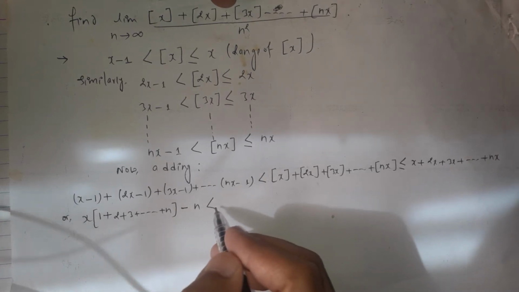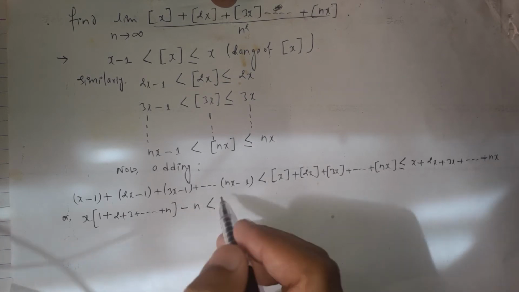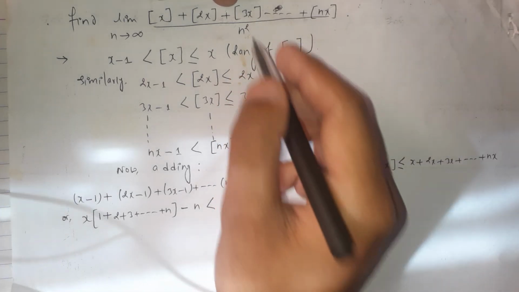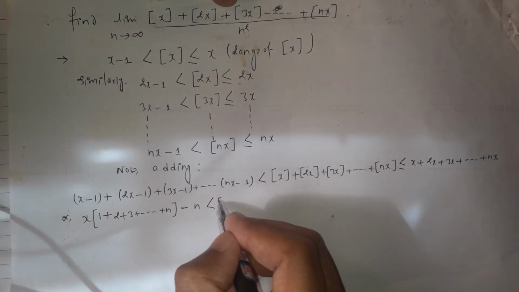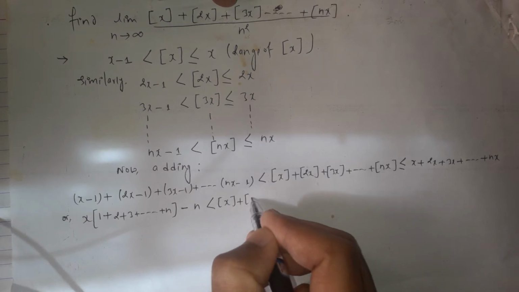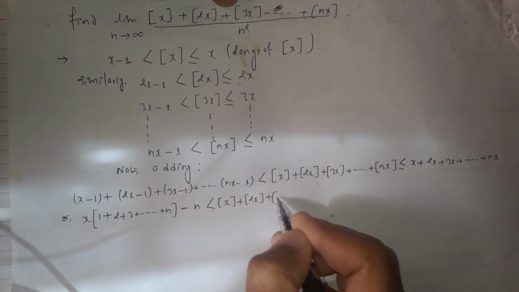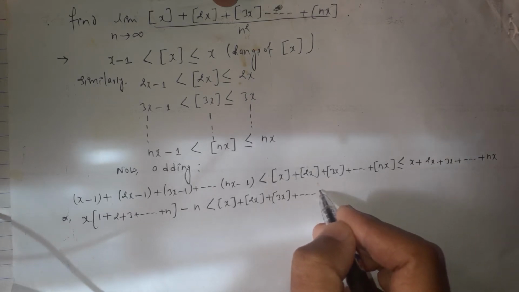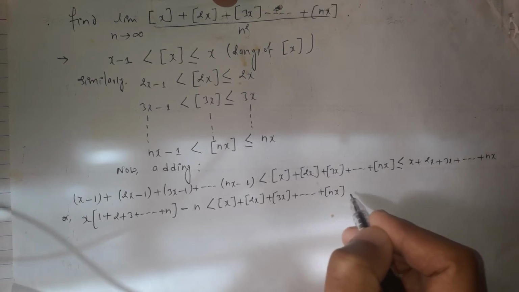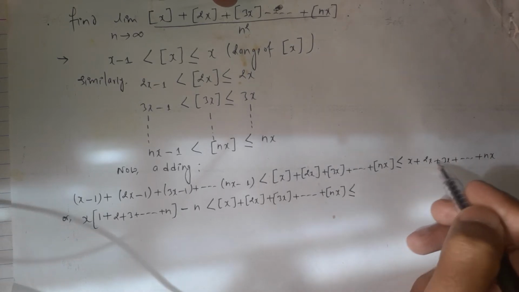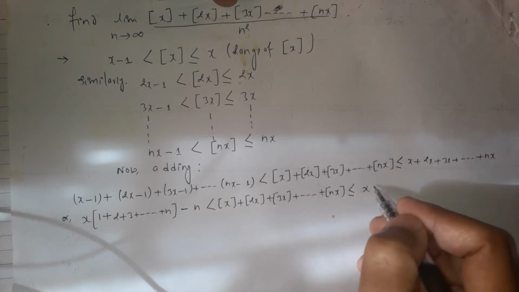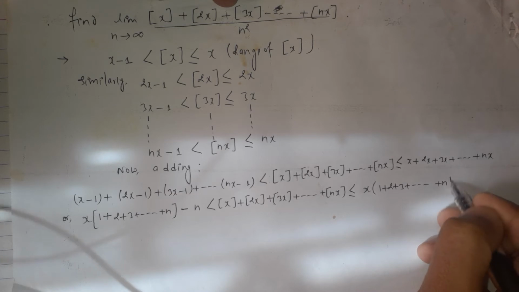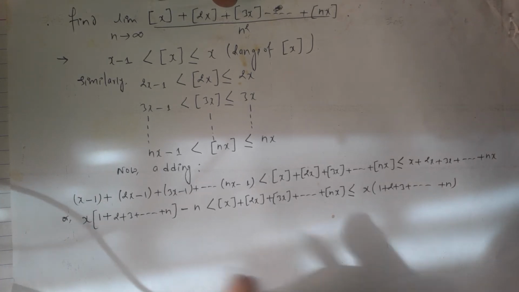This expression is less than the middle part. This is the numerator of the question: the greatest integer of x plus the greatest integer of 2x plus the greatest integer of 3x, and so on up to the greatest integer of nx, and it is less than or equal to this. Let's take x as common, and here will be 1 plus 2 plus 3 and so on up to n, the sum of the n natural numbers.